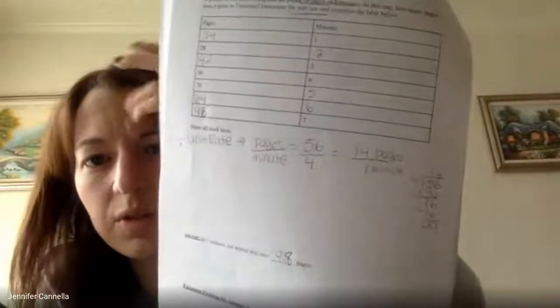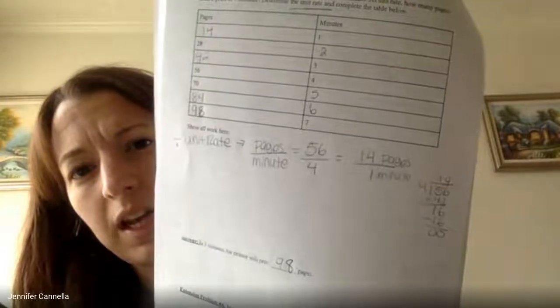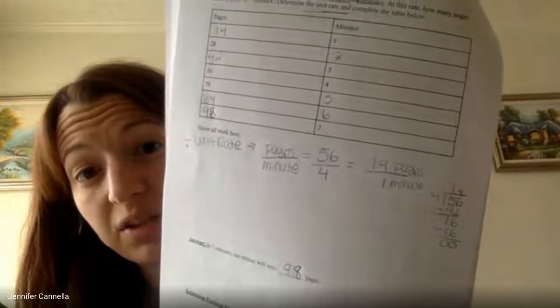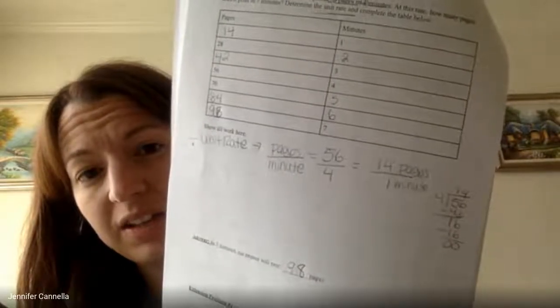Okay. I have to learn how to add right. Here you go. Take 10 seconds to write this because this is pretty straightforward. 14 pages, 1 minute. 28, 2. 43, 42, 3. 56, 4.